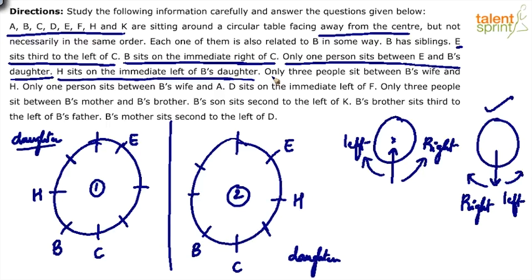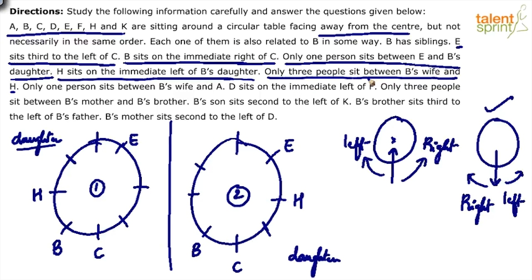Look at the next point. Only 3 people sit between B's wife and H. Now this is pretty straightforward. Remember this one technique, it will help you save a couple of seconds. Whenever there are 8 persons to be arranged around a circular table, and the statement is like only 3 people sit between X and Y, X and Y have to be opposite.